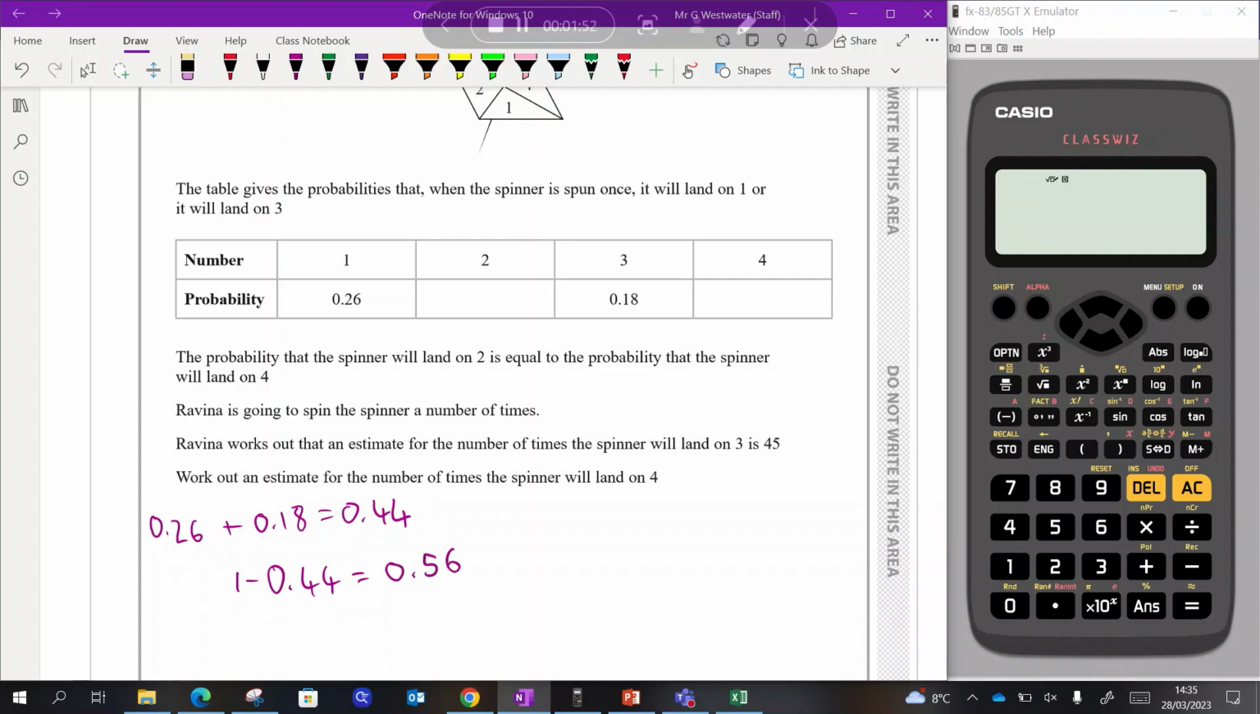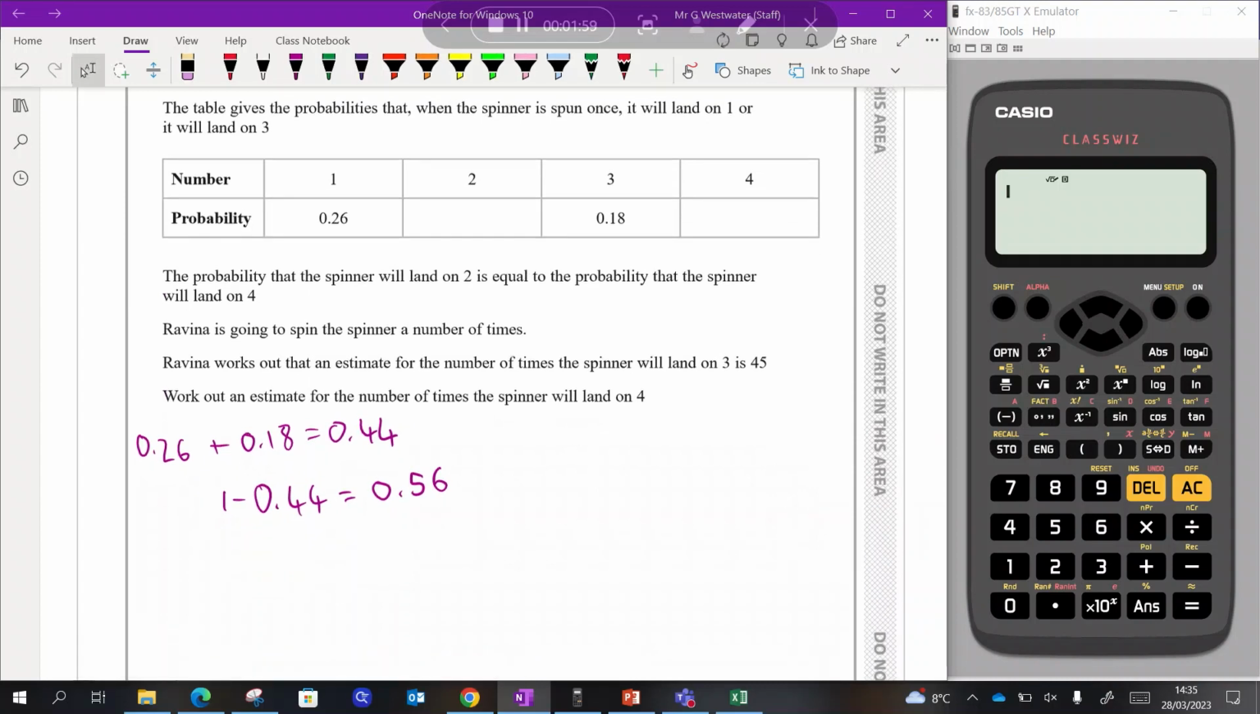0.56 remaining. Okay. The probability that the spinner will land on 2 is equal to the probability that the spinner will land on 4. Okay, so if we divide this by 2, that gives us each of these probabilities, which is 0.28. So each of these has a probability of 0.28.